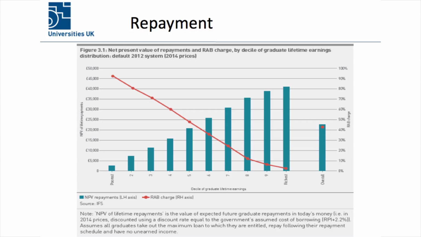The red line is the amount that the government ends up subsidizing, and the blue chart is the amount that the student ends up paying. So on the left-hand side, you basically have a student who earns very little at all after graduating. The government ends up subsidizing almost the entirety of their education. On the right-hand side, you have students who go on and earn lots of money after graduating. They repay all of their fees, but because of the way the interest rate is structured, they actually cross-subsidize a little bit other students.